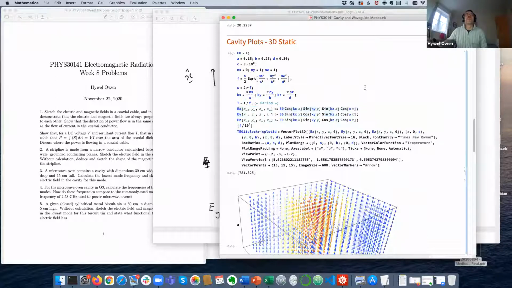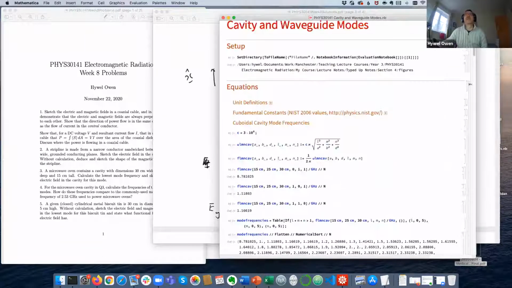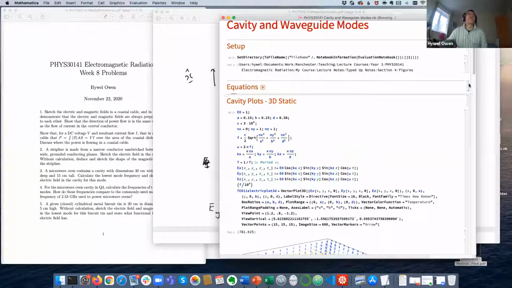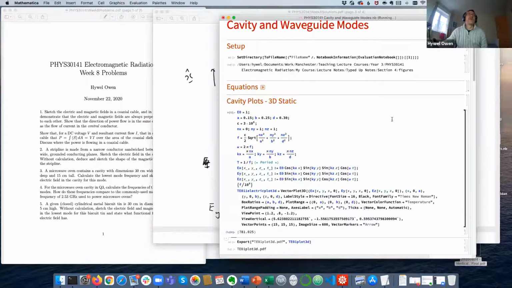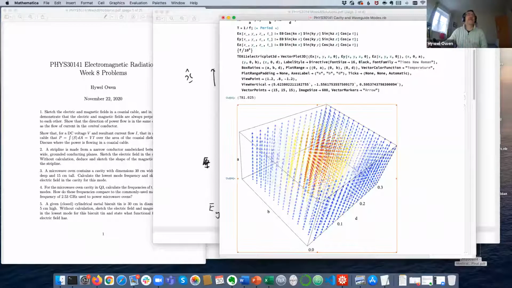And of course, if I plot it out, let me just do the preamble material. We'll come back to this in a second. And if I calculate the electric field, it should come up in a second. There it is. Okay, and now I can rotate it. If it lets me rotate, there we go.